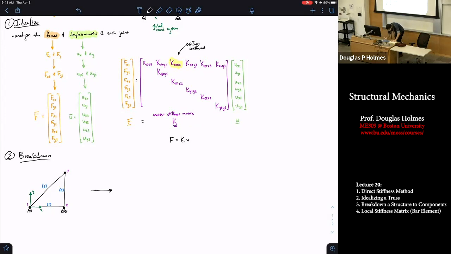So we would say, okay, I've got element three here, element one, and element two. Just to be clear, one, two, and three. I'm actually gonna move this guy way here.